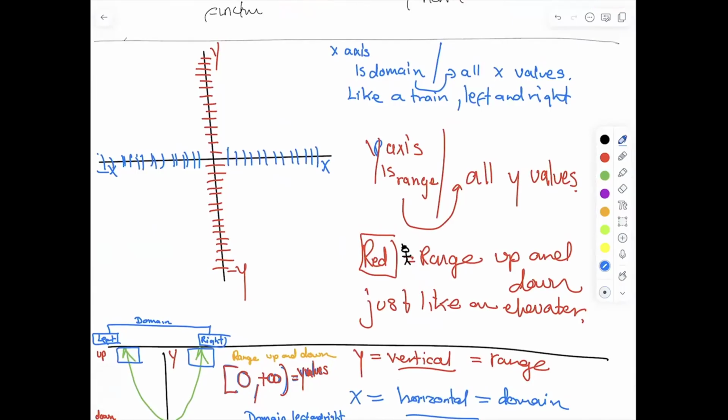Then from there, we moved on to domain and range. Now, what is so cool about domain and range? Well, the cool thing about domain and range is domain is like the train. It goes from the left, it goes to the right. It does not go up and it does not go down. Domain is all x values, while range is the y values. That goes up, that goes down, like the elevator, right?